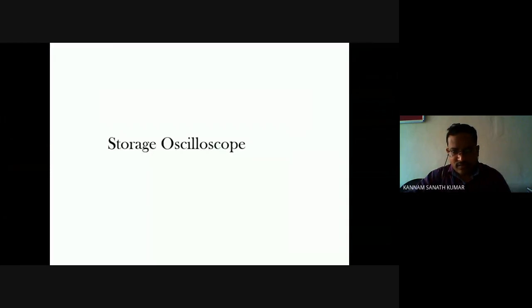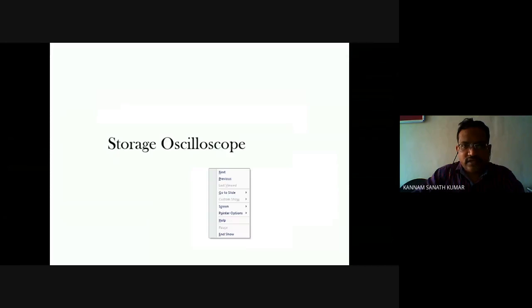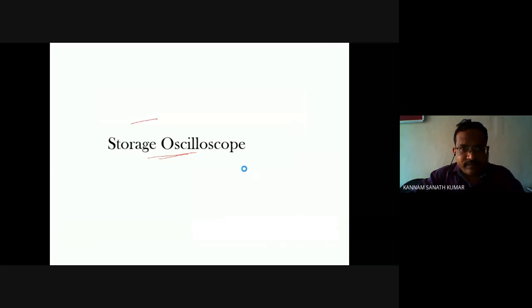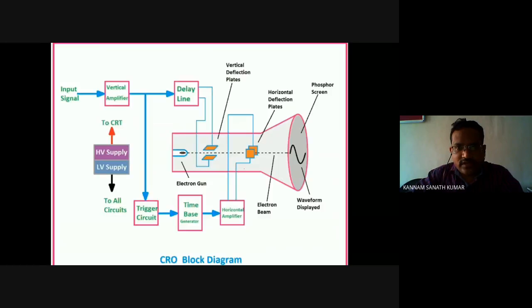So today we will discuss two topics. One is the storage oscilloscope, and the next one is the digital storage oscilloscope. This is a digital storage oscilloscope. Before going to the storage oscilloscope, you need to know about the basic CRO. A basic CRO with some more components added becomes a storage oscilloscope.